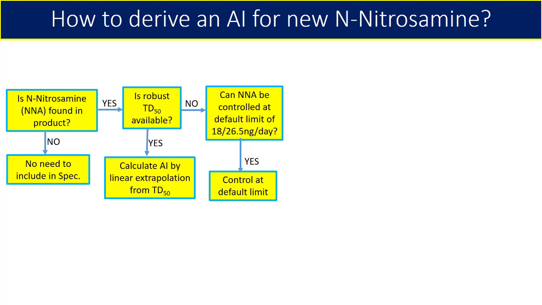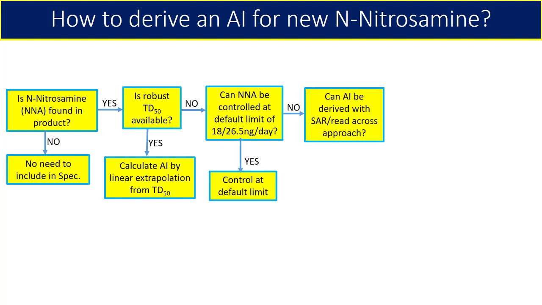then you can happily control the nitrosamine at those particular levels. But if the answer is no, if your process is not able to control the nitrosamine at 18 nanogram per day, which is proposed by EMA, or 26.5 nanogram per day, which is proposed by US FDA, then what can you do? You can certainly derive the acceptable intake based on the structure activity relationship or the read across approach.